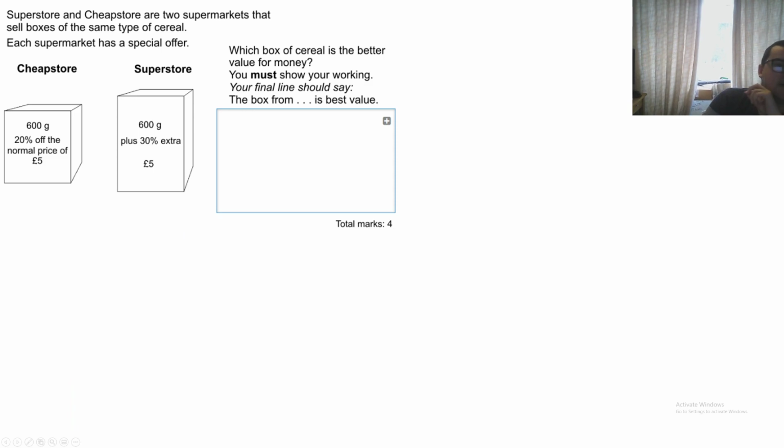Now this question is a bit more wordy. Superstore and Cheap Store are two supermarkets that sell boxes of the same type of cereal. Each supermarket has a special offer. 600 grams, 20% off the normal price of £5, and 600 grams plus 30% extra for £5. We want to work out which one is better value for money.